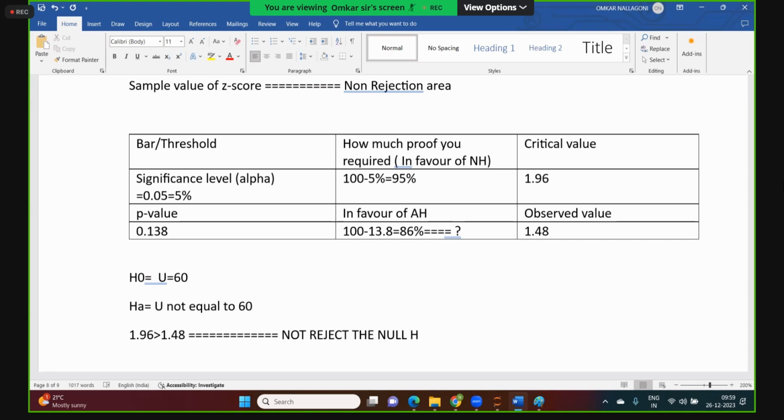But here, when you compare this P and alpha, which is greater? 0.138 is greater than 0.05. 0.13 is greater than 0.05. The answer will not vary. That is also not reject only.